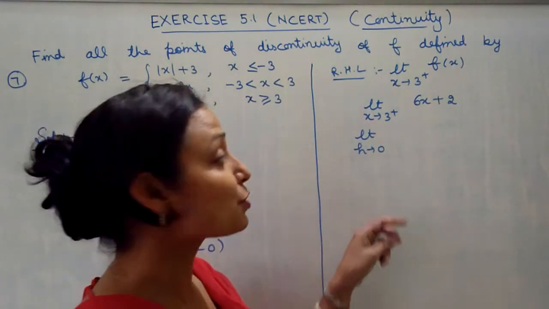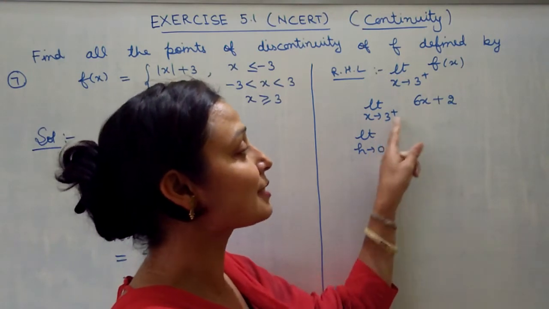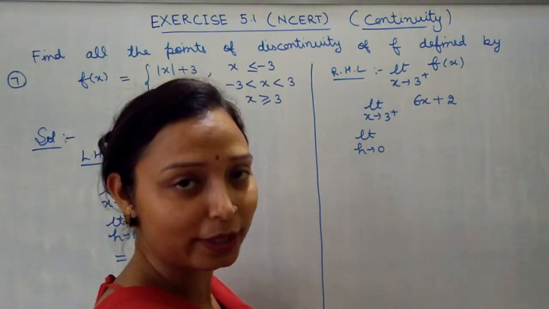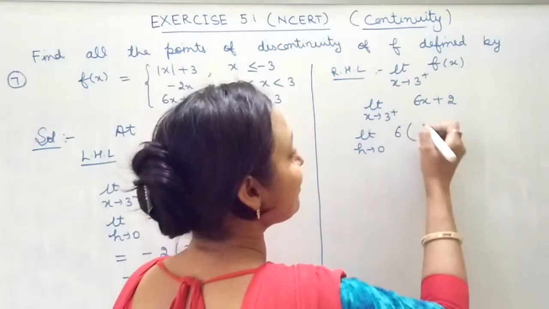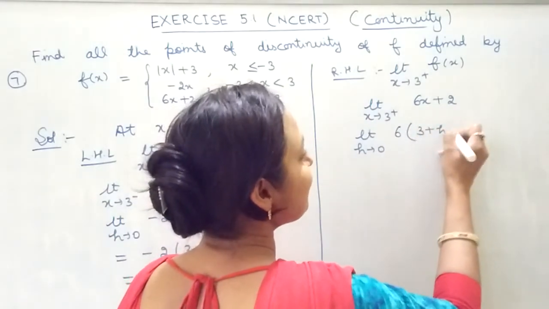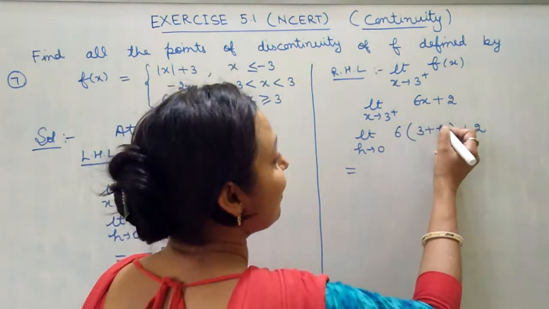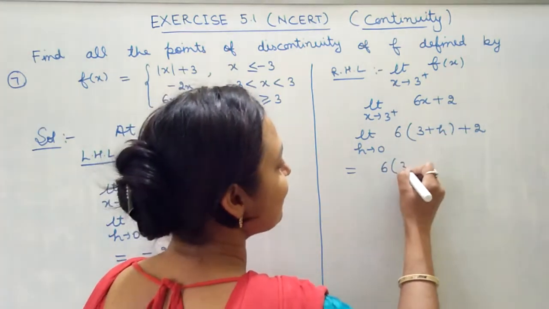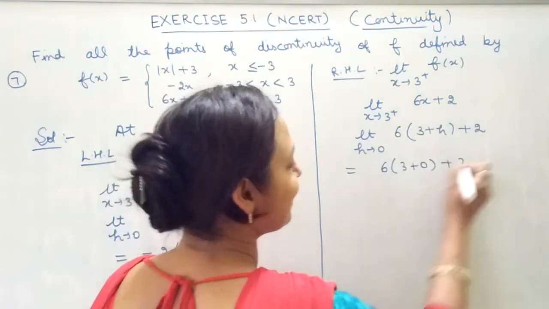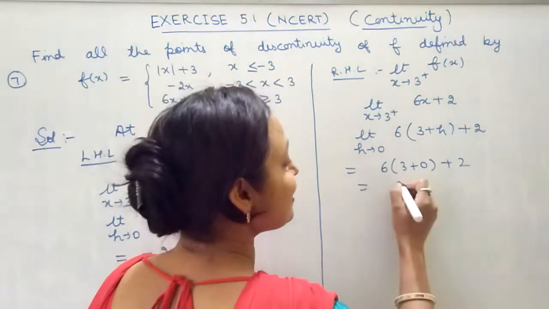When h approaches 0, I will take the value of x as 3 plus h. So I will convert the values into the form of h: 3 plus h plus 2. When you put the value 0 here, it is 3 plus 0 plus 2, that is 5.